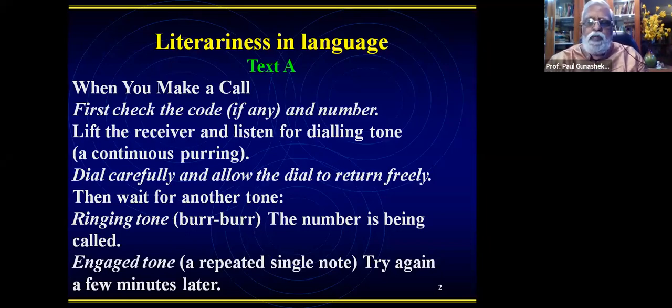You'll notice that the text tells you how to use a telephone. The kind of telephone we used several decades ago, by the way, which we dial with our index finger to make local calls and trunk calls, particularly from coin-operated telephone booths. It's a prose text, an instructional prose text, as you'd expect. There are a number of imperatives. I'm sure you've taught imperatives in the classroom under grammar. Imperatives like check the code, lift the receiver, listen for dialing tone, dial carefully, and so on. The instructions are clear and unambiguous. They mean what they say. You would not therefore want to use your skills of interpretation to look for an underlying meaning in this text.